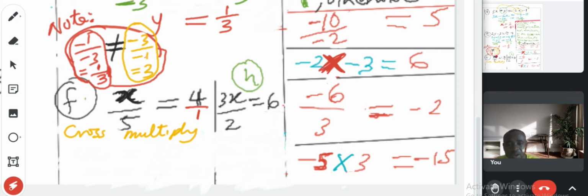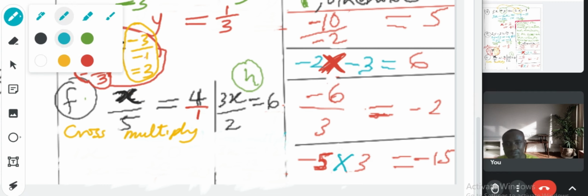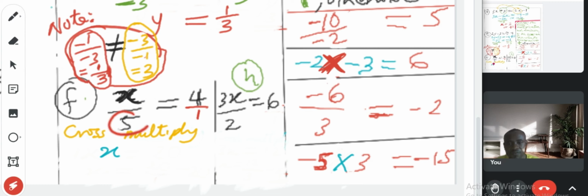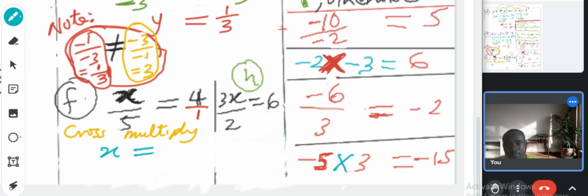Whenever you have something over something equal to something over something, just cross multiply, okay? So x multiplied by 1 will give you x. 5 multiplied by 4 will give you what? 5 times 4 is 20. We give you 20, which is just the answer. So x is 20. So easy.